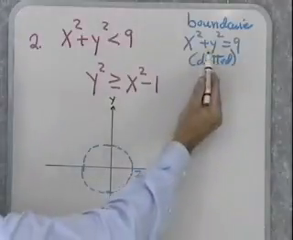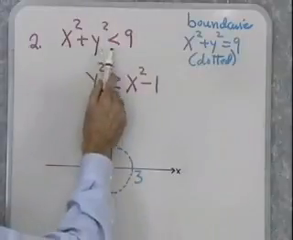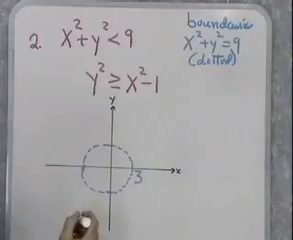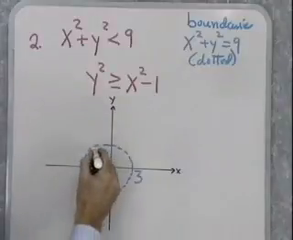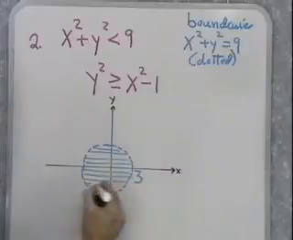Now, I'll test the origin. It's not on the boundary right here. 0 + 0 < 9. Is that a true statement? The answer is yes. So I'm going to color in the circle on the inside here like this.